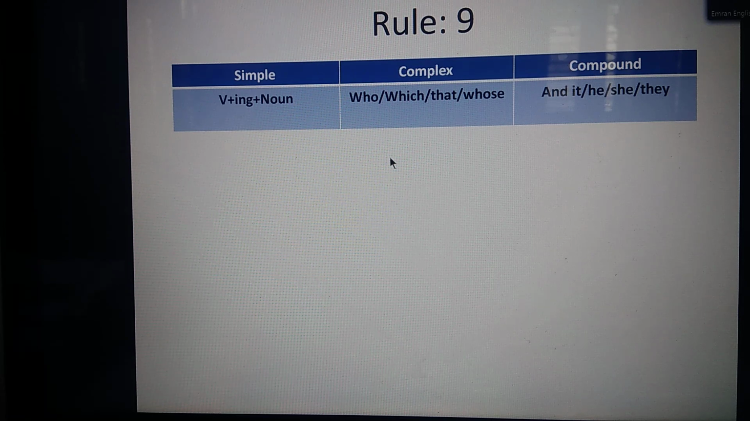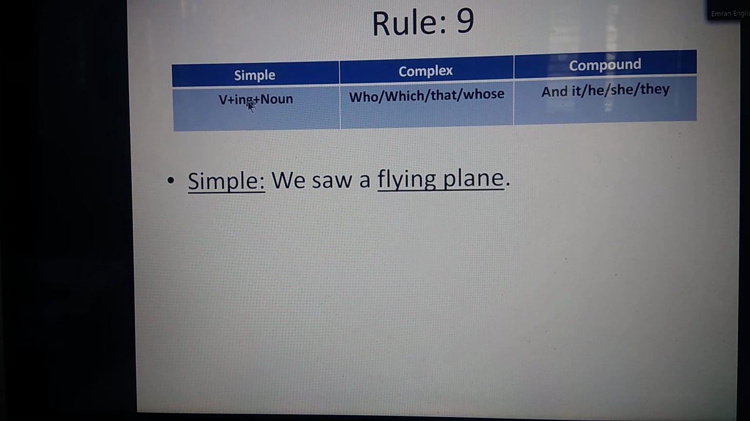You see the rule in simple form, verb ing plus noun. Normally verb ing plus noun is known as a participle or present participle. A verb ing is normally seen in continuous tenses, but really this is not a continuous tense. This is a present participle qualifying a noun, so this is an adjective in this case. So we saw a flying plane. Really this word flying is an adjective which can be detached. So here it is attributive.